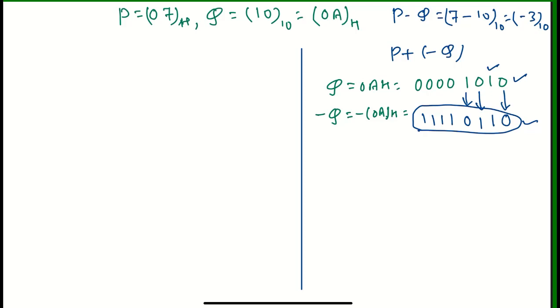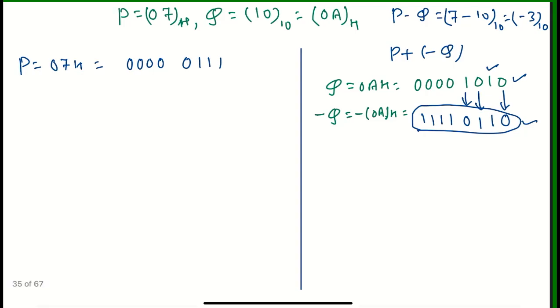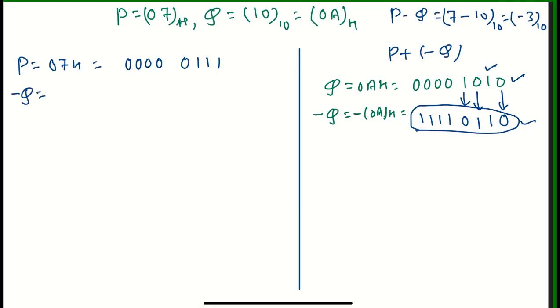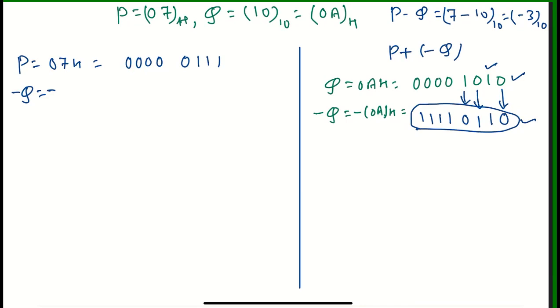So now we can write this, first of all P. P is equal to 07H. So this can be written 0, 0, 0, 0, and 7 can be written as 0, 1, 1, 1. Now this minus Q. So minus Q is what? Minus Q is simply minus of 0AH, and this should be 1, 1, 1, 1, then 0, 1, 1, 0. So now adding these two 8-bit numbers gives the result of P minus Q here.